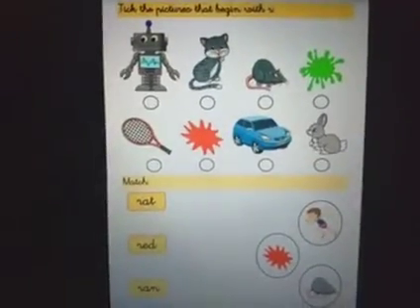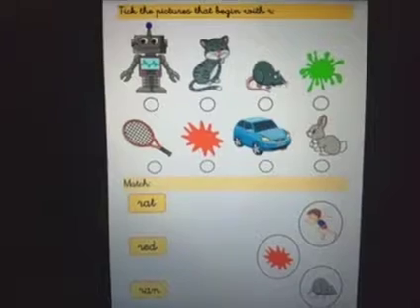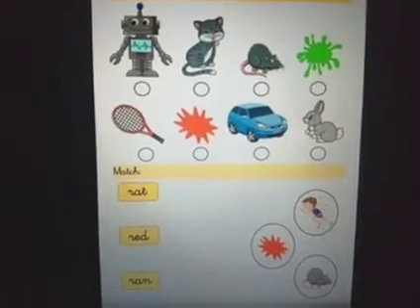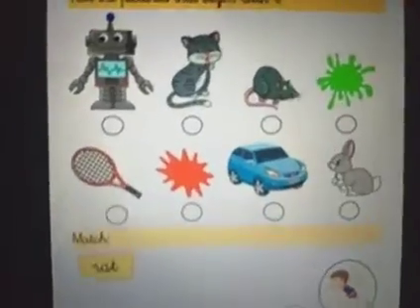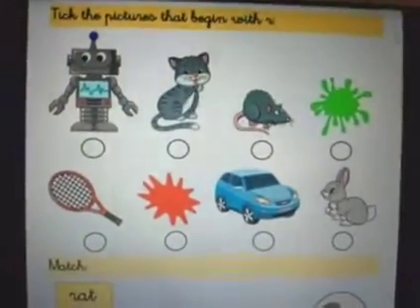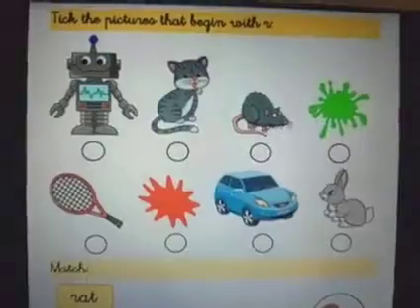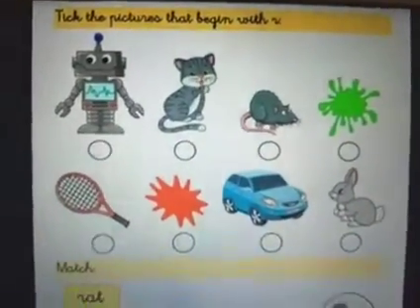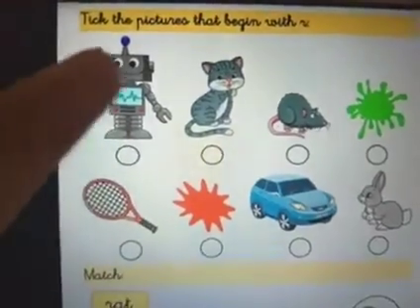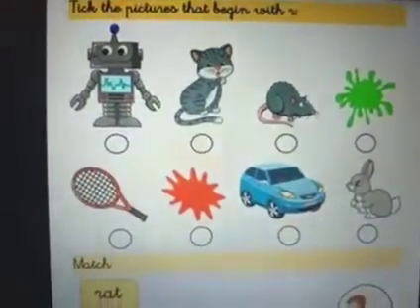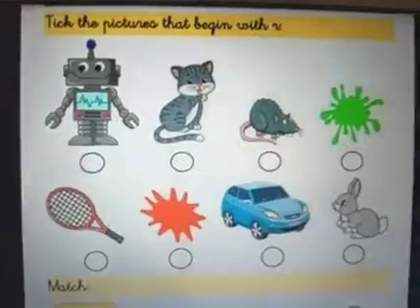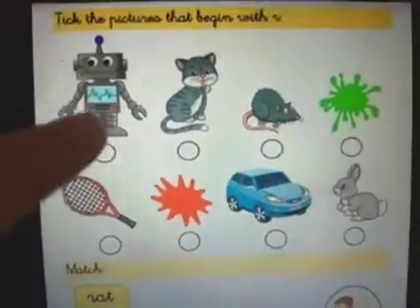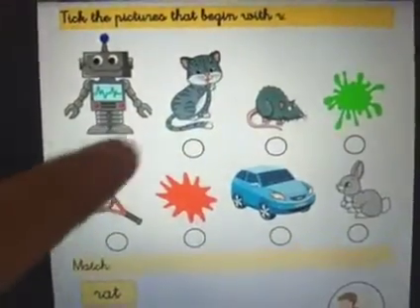Coming to the homework sheet, I would like you to take a printout of this sheet or copy this sheet in your literacy notebook. Okay, so let's start. So here you have to tick the pictures that begin with the sound R. This is an image of a robot. Does this begin with the sound R? Robot. Yes, it does. So you tick it. Tick here in the box.